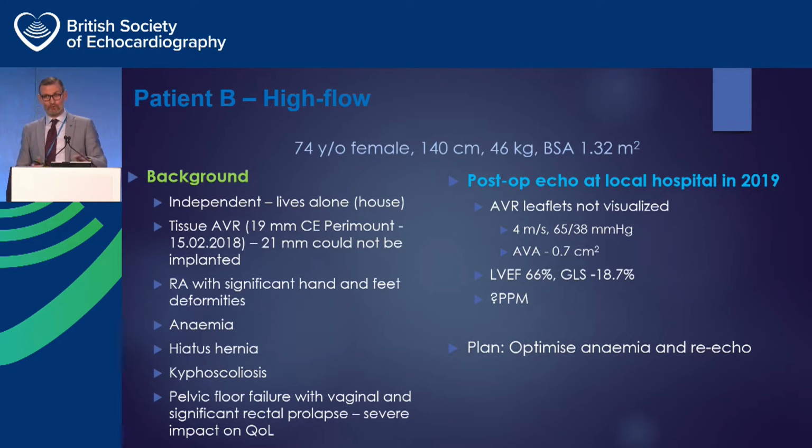The echo performed post-operatively at her local hospital couldn't visualize the aortic valve leaflets, but the peak velocity was measured at 4 meters per second, the mean gradient at 38, with a valve area of 0.7 centimeters squared. LV systolic function appeared normal, with normal EF and strain, and the echo report queried whether this could be a degree of patient-prosthesis mismatch. However, the plan at this point, despite the recommendation of possible mismatch, was to optimize her anemia and see whether that explained why she had high gradients, but it wouldn't explain the lower calculated aortic valve area.